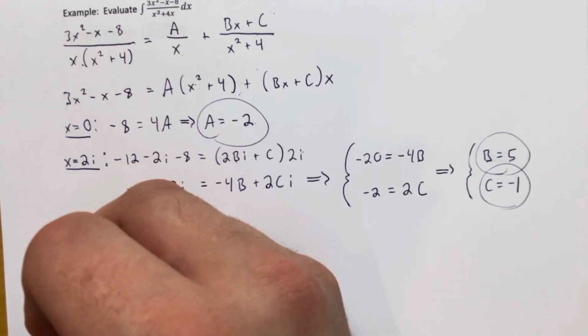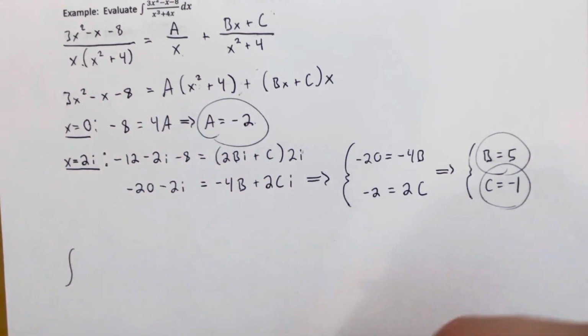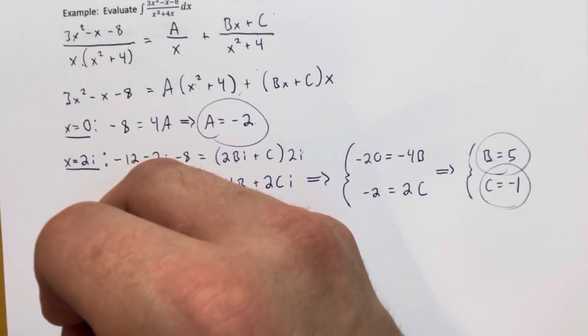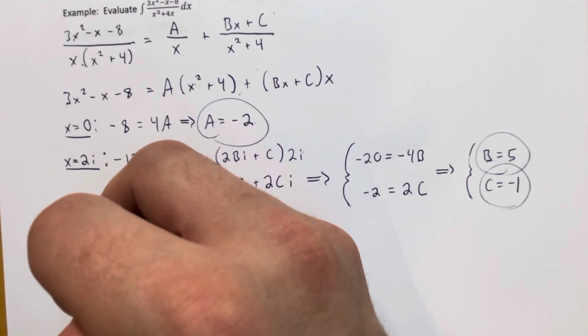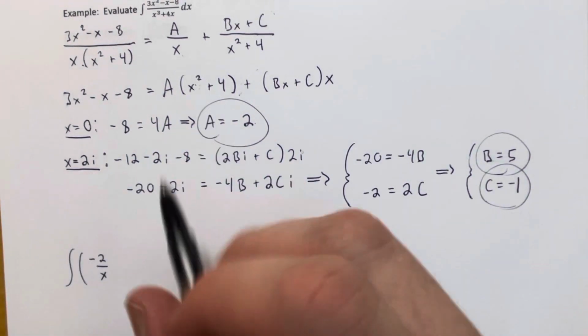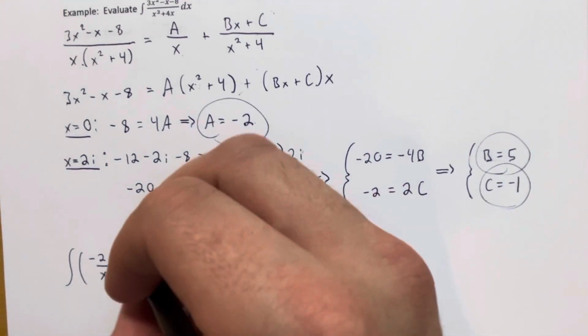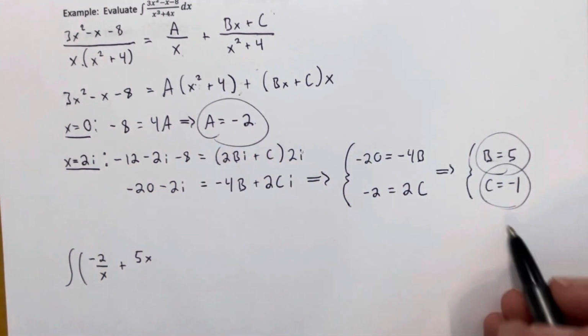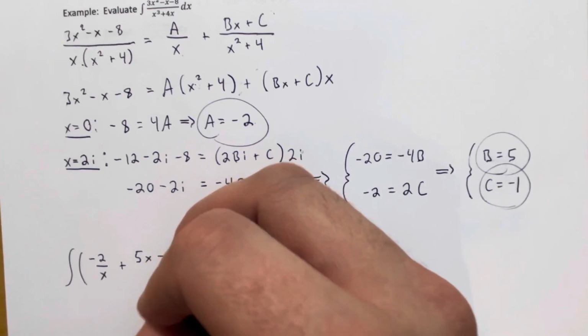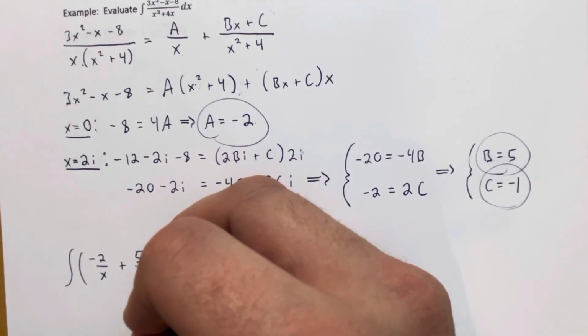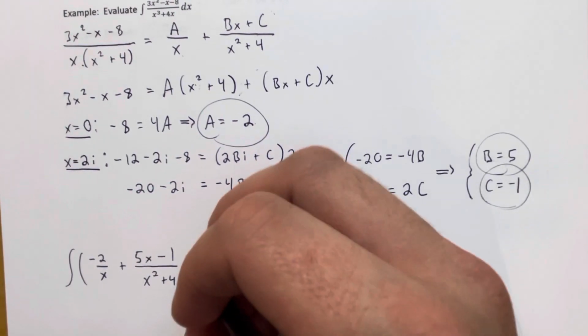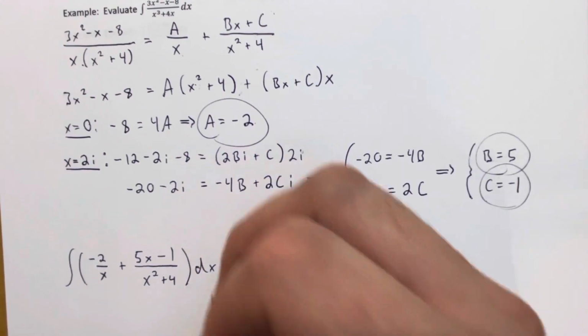I have the integral of a over x, but a we found out was -2. So I'm going to write that as -2 over x plus bx plus c. So that's 5x plus c, which would actually look like -1, over x squared plus 4 dx.